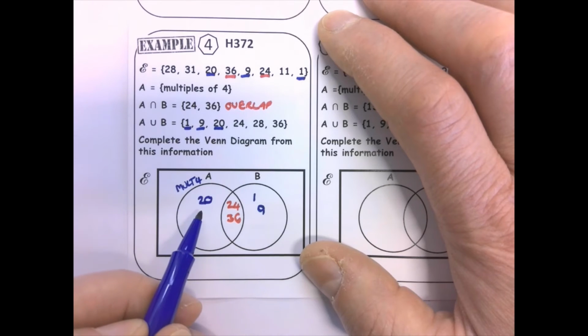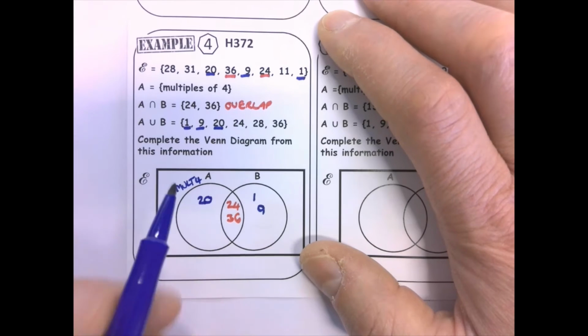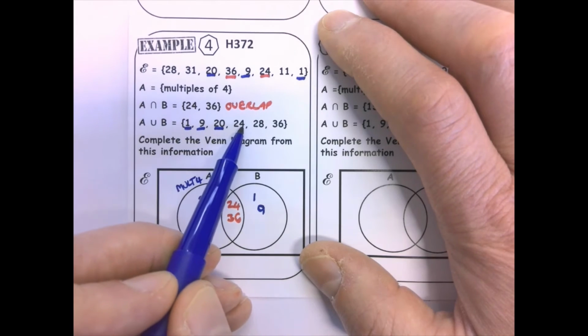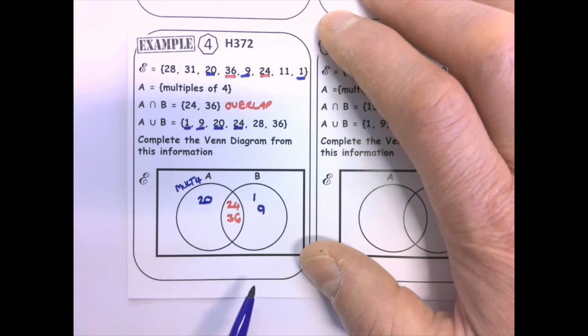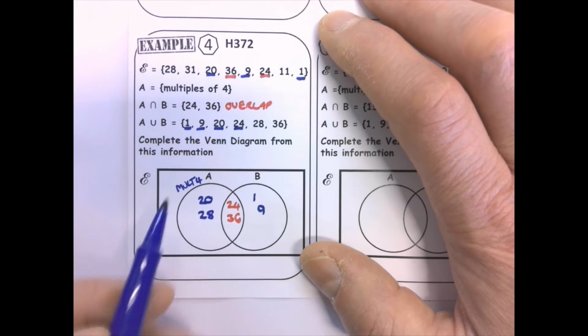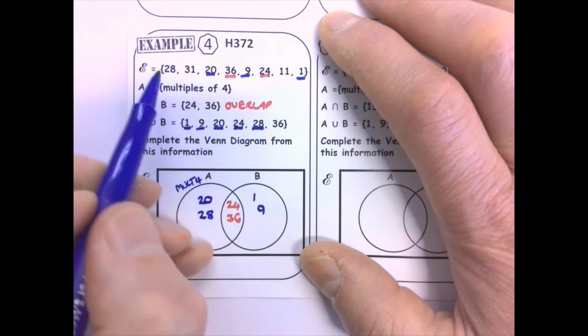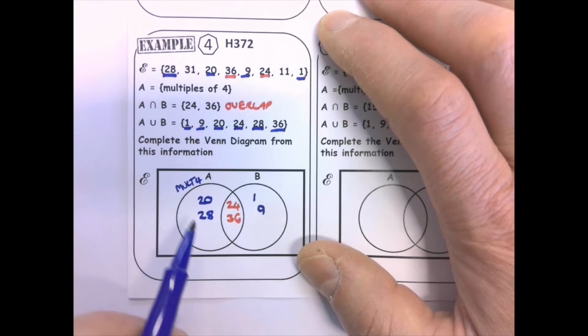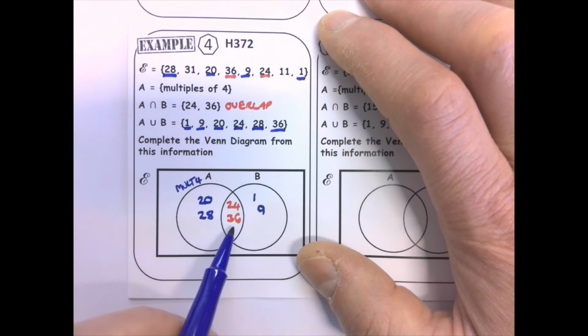24, again, that's a multiple of 4, isn't it? Now 24, we need to be a little bit careful here because 24 we've already got in the middle, right? So we've already accounted for it. 28 is a multiple of 4, so 28 can go there, so cross it off there. 36, that's another multiple of 4, isn't it? So we just need to be a little bit careful because we've already got it accounted for in the middle. It's already a done deal, okay?